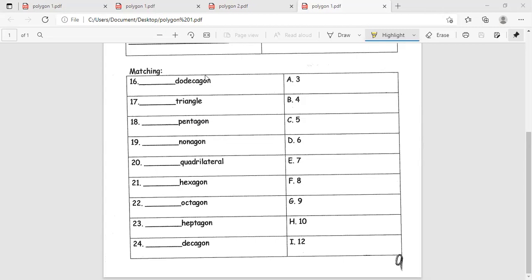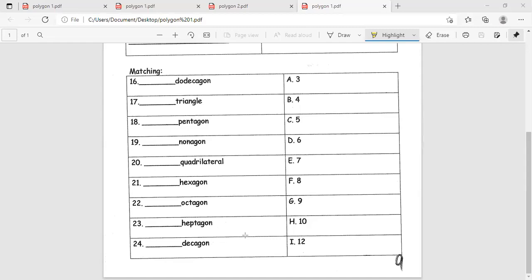Which one do you want to start with? Down. We down, decagon. Decagon equals how many? 10 sides. Yes, so decagon equals 10 sides.